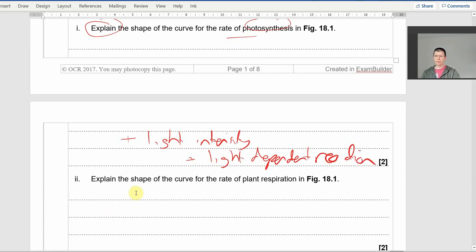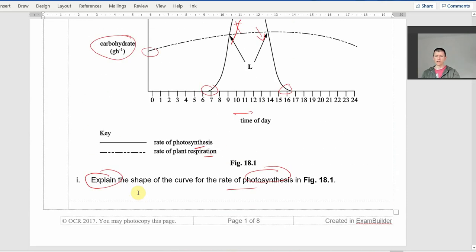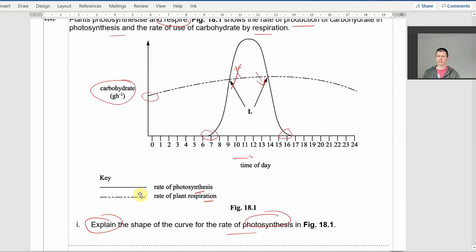It says explain the shape of the curve for the rate of respiration. Again, curve, and you may have seen flatter versions of this. Just look at this closely. If we look, it's actually skewed. It is much on this side, a little bit higher than it is on this side.